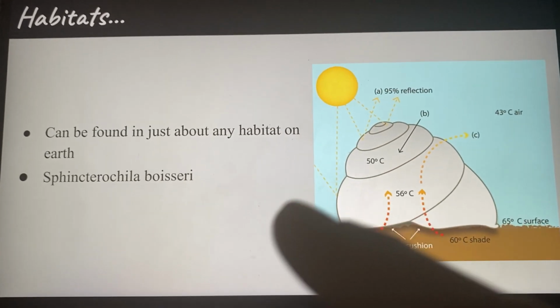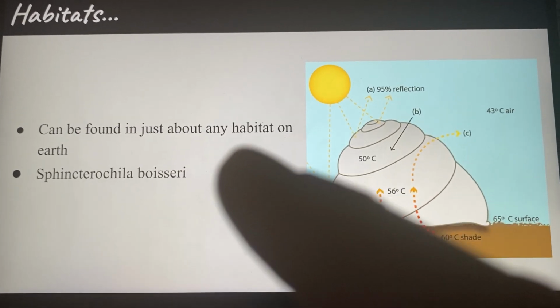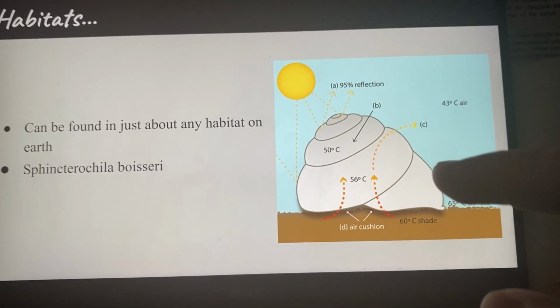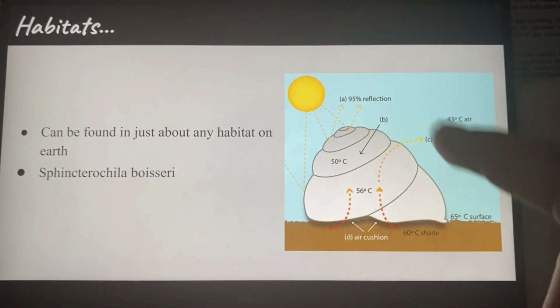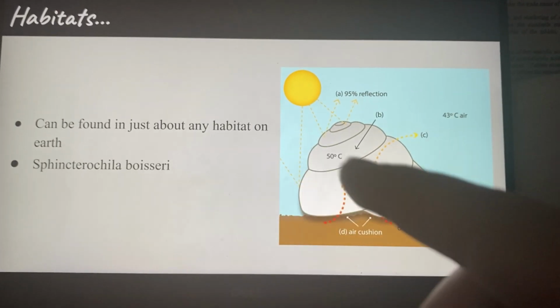Okay, so for habitats, mollusks can be found on just about any habitat on Earth. So in saying this, I mean that specifically gastropods can survive on any habitat on Earth. And since gastropods are mollusks, you can say that they can be found on just about any habitat on Earth.